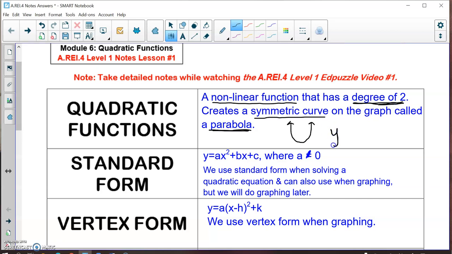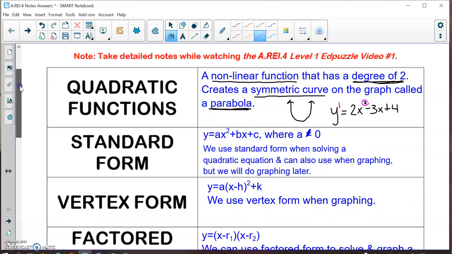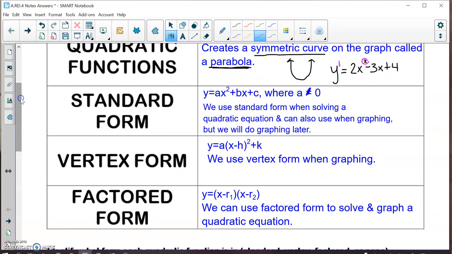So for example, the equation y is equal to 2x squared minus 3x plus 4 would be a quadratic equation because your x has a degree of 2, and your y is still just being raised to the first power. So we will be solving quadratic functions, but let's learn 3 different forms of quadratic functions. Just like with linear equations, we learned slope-intercept form, standard form, and point-slope form. Now with quadratic functions, we're going to learn 3 different forms as well.